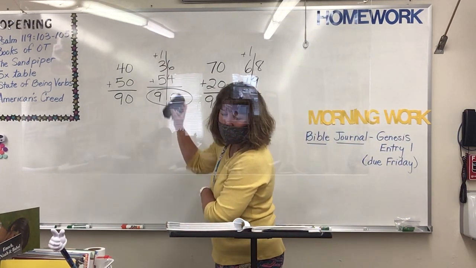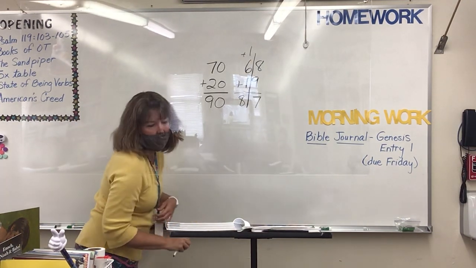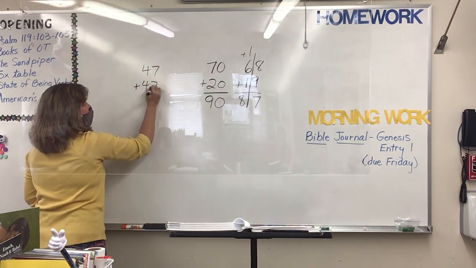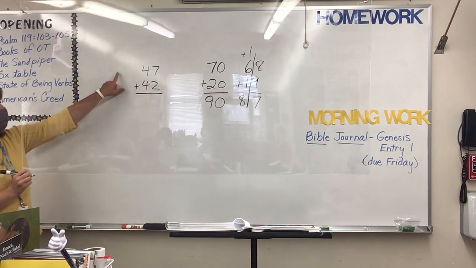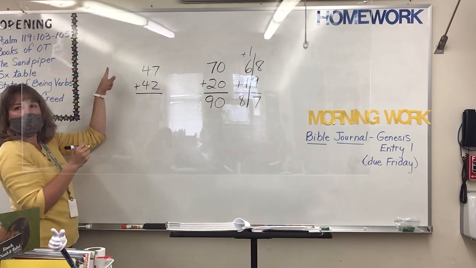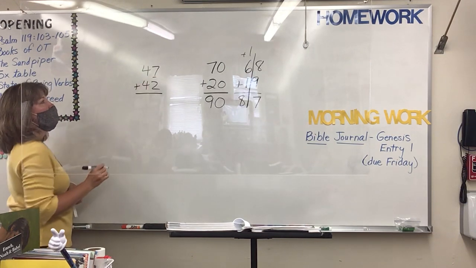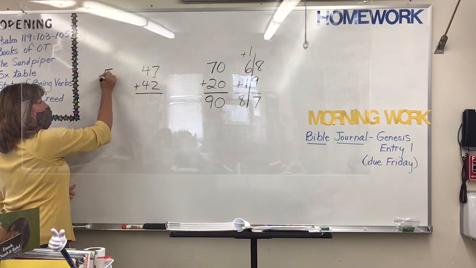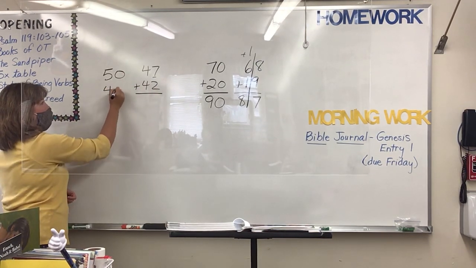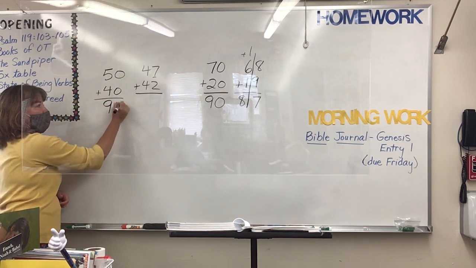Okay, number 3, we've got 47 plus 42. Right? And what am I going to round 47 to? Down. Tell me what I'm going to round it to. Look at your 7. 40. Up to 50. Rounds up to 50. And what about 42? Down to 40. Down to 40. So what's 50 plus 40? 90. Another 90.